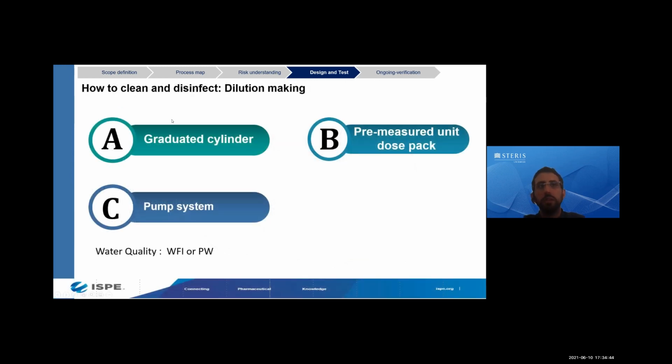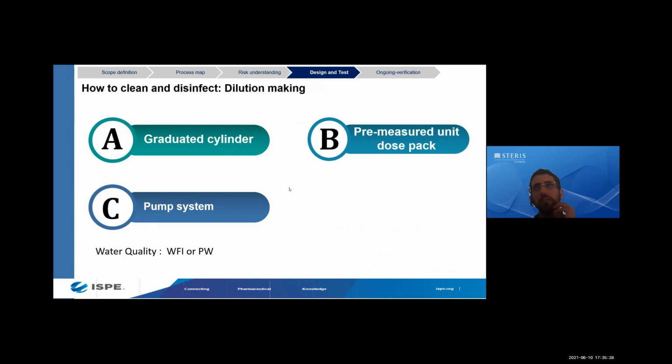The dilution should be performed, if you have a grade D and a grade C, using purified water. And if you are in an aseptic area, like a grade A or a grade B, it should be with water for injection. That's the minimum. Some experts will say it is preferable to use only water for injection because it has a lower bioburden load. But I think WFI and purified water for the different grades is enough. It can be done through a graduated cylinder, a pump system, a pre-measured unit dose pack, or a ready to use, but you want to make sure that your operator is adequately trained to perform that.